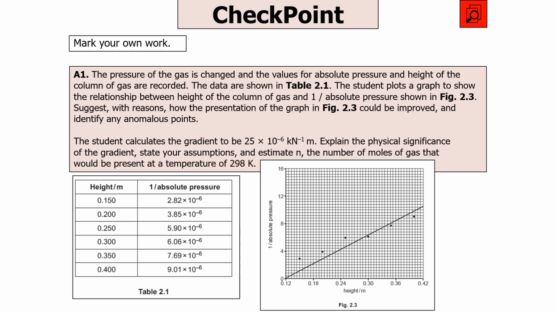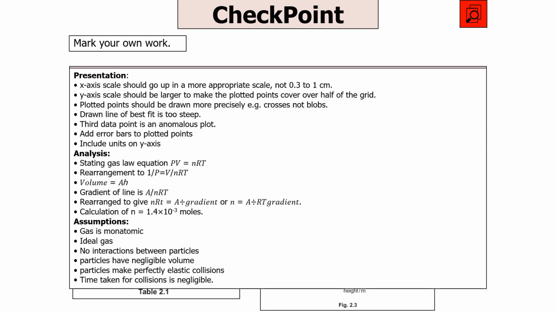Right, so firstly, how could you work this all through? Looking at the presentation, the x-axis could have a more appropriate scale. The y-axis should be made larger so that the plotted points cover over half the grid. You should have the points plotted precisely with crosses. The line of best fit is probably too steep. The third data point is anomalous. You should have error bars on the plots, and you should have units on your y-axis.